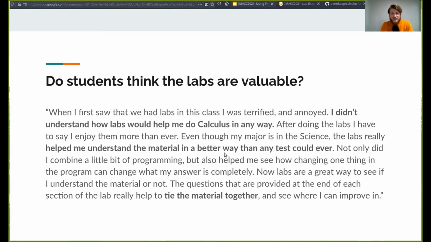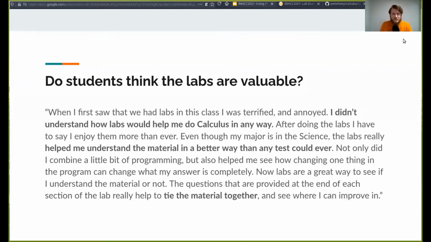The labs help me understand the material in a better way than any test could ever. I like that because it's also framing it on the fact that these are learning experiences. This is a formative thing, right? This student has experienced tests before where a test is strictly what do you know now? These labs, at least in this student's mind, are helping them learn the material as they're taking it, which is great for me. I feel like I'm doing my job okay. And then at the end, they focus on the fact that the labs tie the material together, which again is a really big point that I've been trying to make.